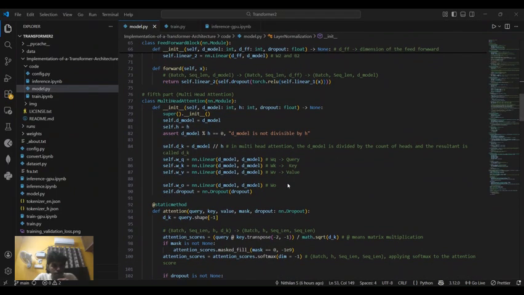Multi-head attention. This layer allows each word to attend to all other words in a sentence. Multiple heads help the model capture different semantic relationships in parallel.